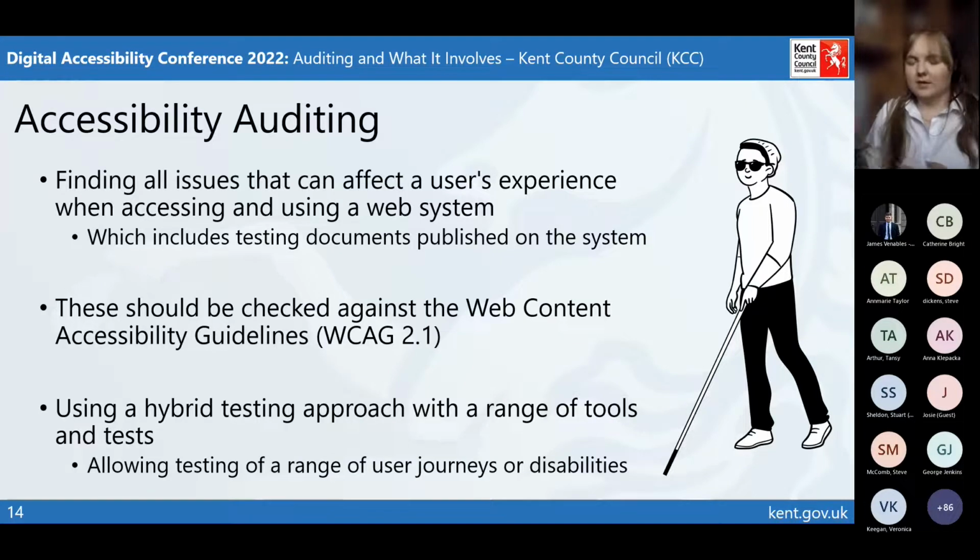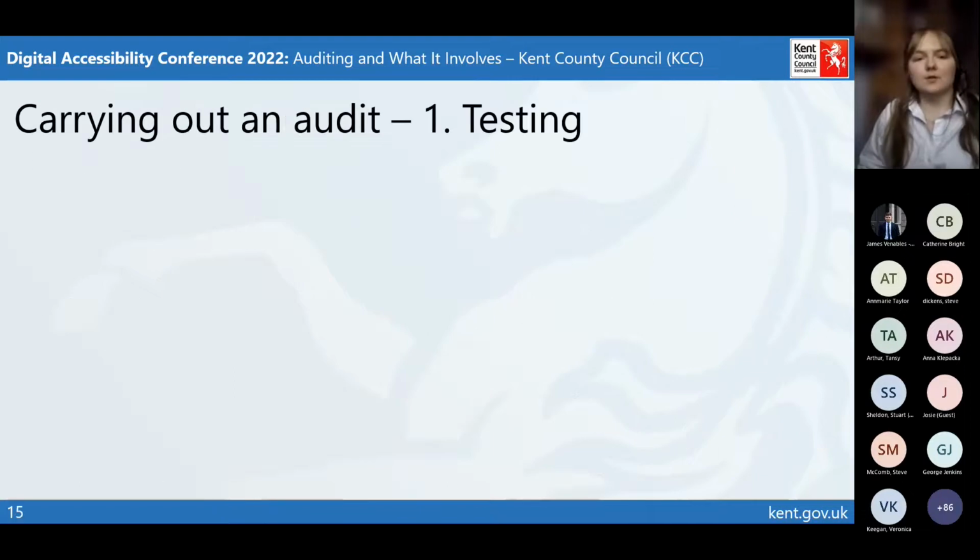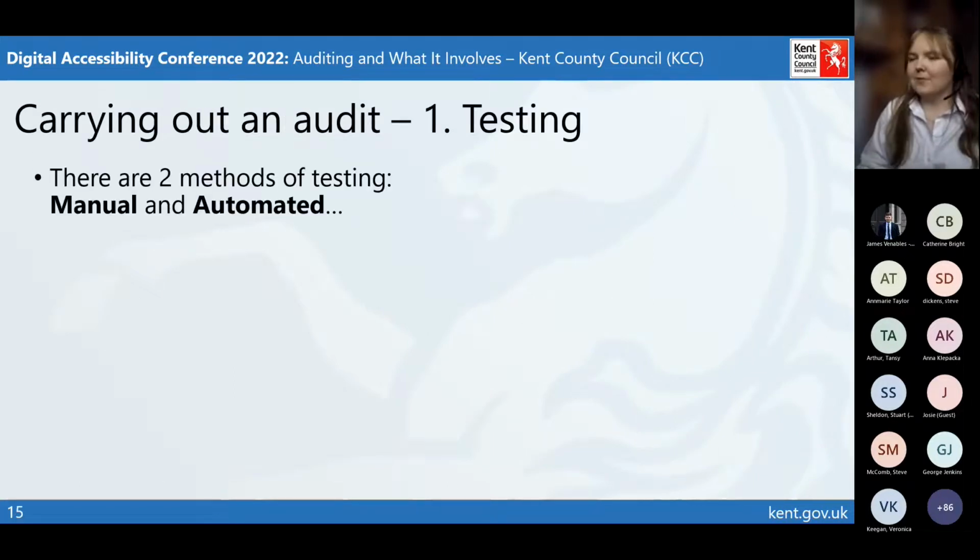And again, I'm going to touch on this a bit more shortly, but at KCC, we use a hybrid testing approach. And this is really comprised of two different types of testing, manual and automatic. And so for any issues that are found, we then have to make the remedial action plan to ensure that the system can be as accessible as possible to the widest possible audience. So let's get into carrying out a test.